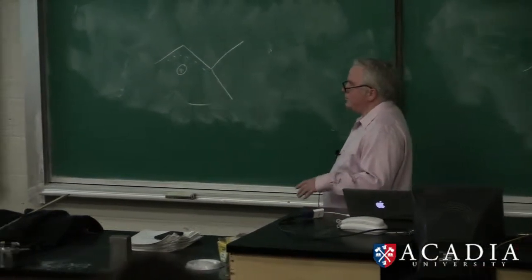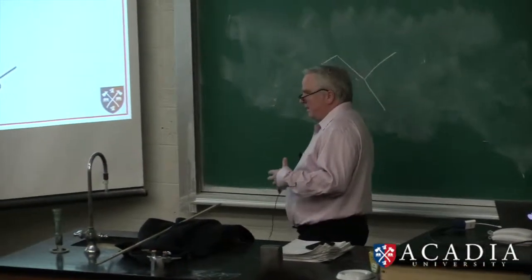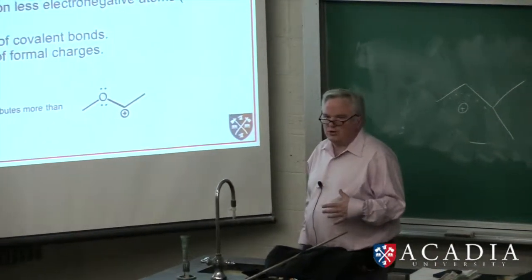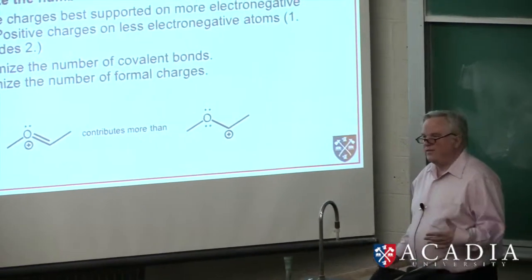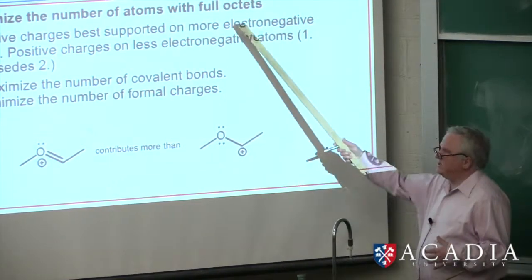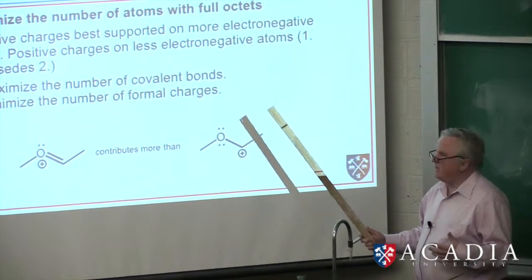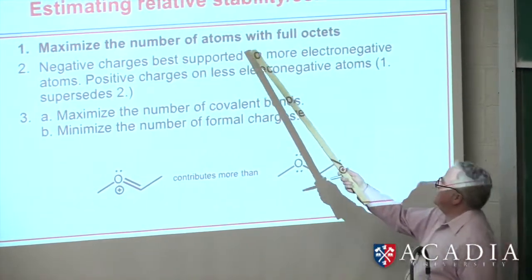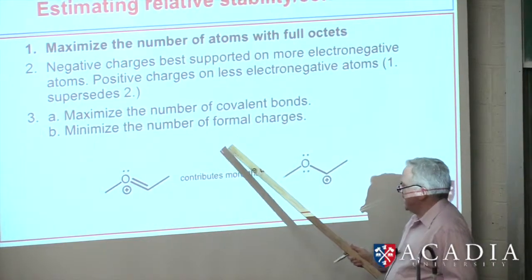We also want to be able to estimate the relative stability of each contribution so we can make some assessment of what the better contributors are. So here's some of the rules for estimating relative stability. Number 1, we maximize the number of atoms with full octets.